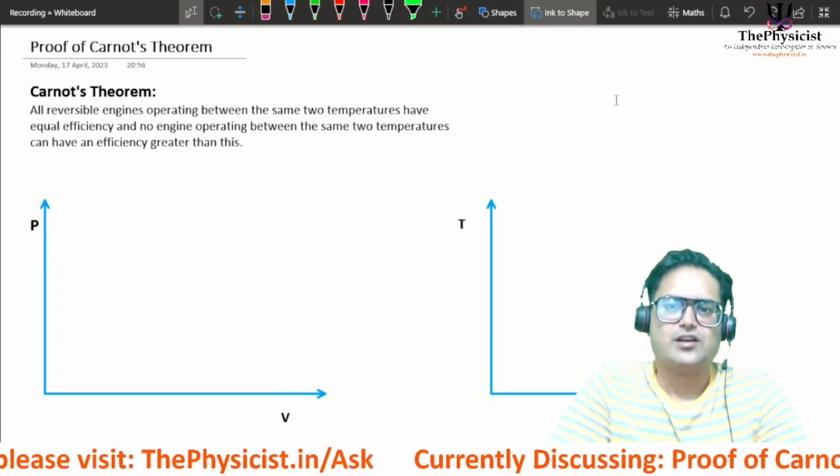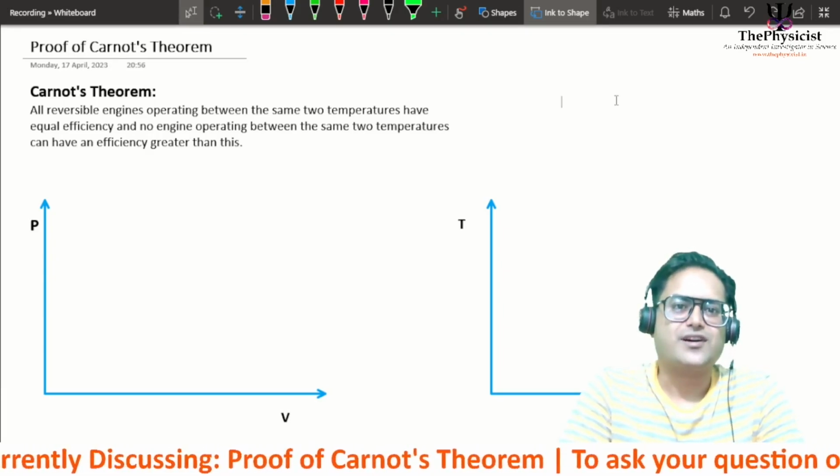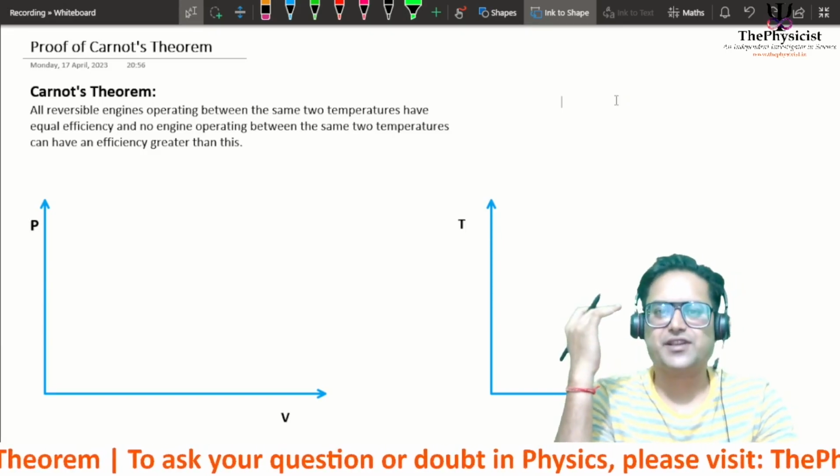Namaste students. In this lecture, we will prove Carnot's theorem. Now, इस लेक्चर में हम कार्नोस थ्योरम को प्रूव करेंगे.